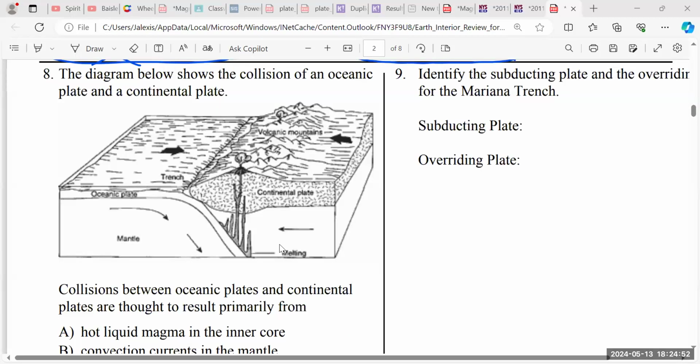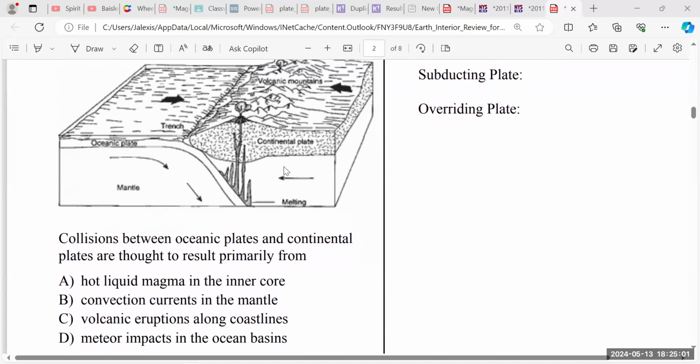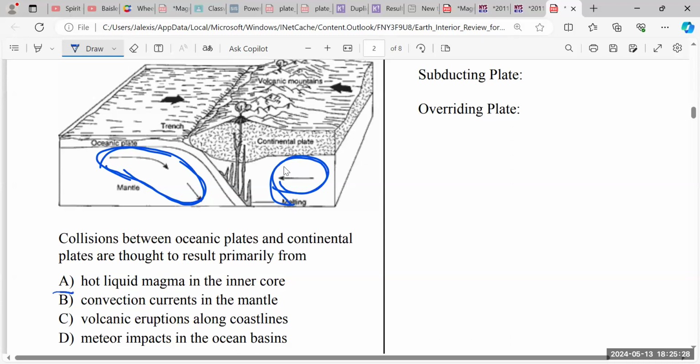All right, number 8. The diagram below shows the collision of an oceanic plate and a continental plate. Collisions between oceanic and continental plates are thought to result primarily from, well, what is the reason why these plates are moving? These plates are moving because of the hot molten rock below them in the asthenosphere. It's causing the plates above it to move. The direction in which this hot molten rock flows is a result of convection currents in the mantle. Choice B.